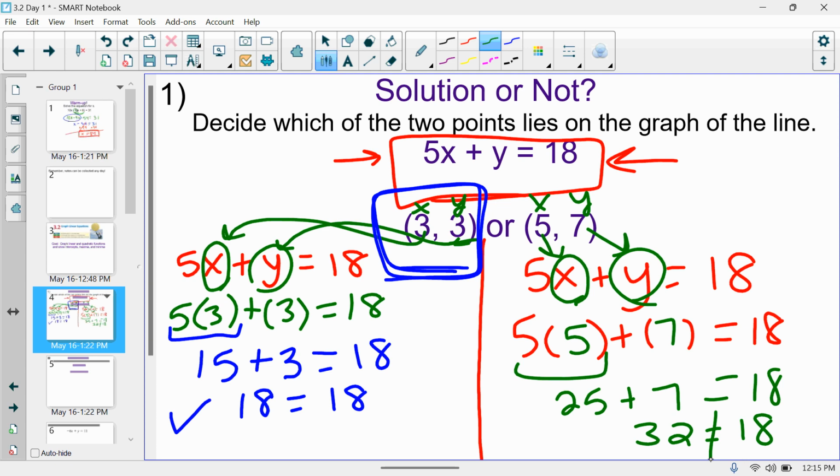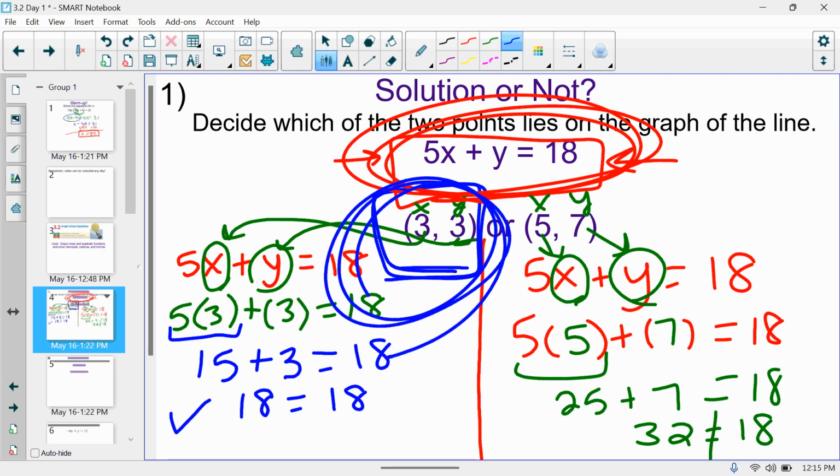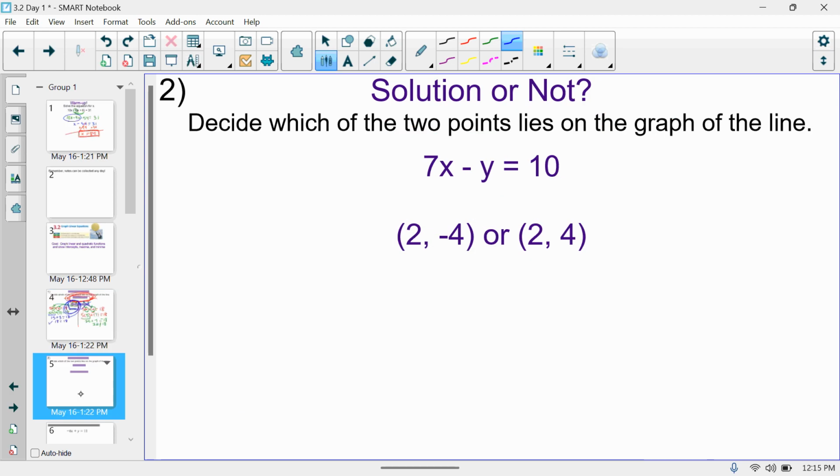In a little bit, we're going to learn how to graph lines in the coordinate plane. If I were to graph this line, this point would be on the line and this point would not be on the line. Okay, does that kind of make sense so far? Questions yet? We're going to practice one more like that so you can get the hang of it. It's the same question. Decide which of these 2 points lies on the line.